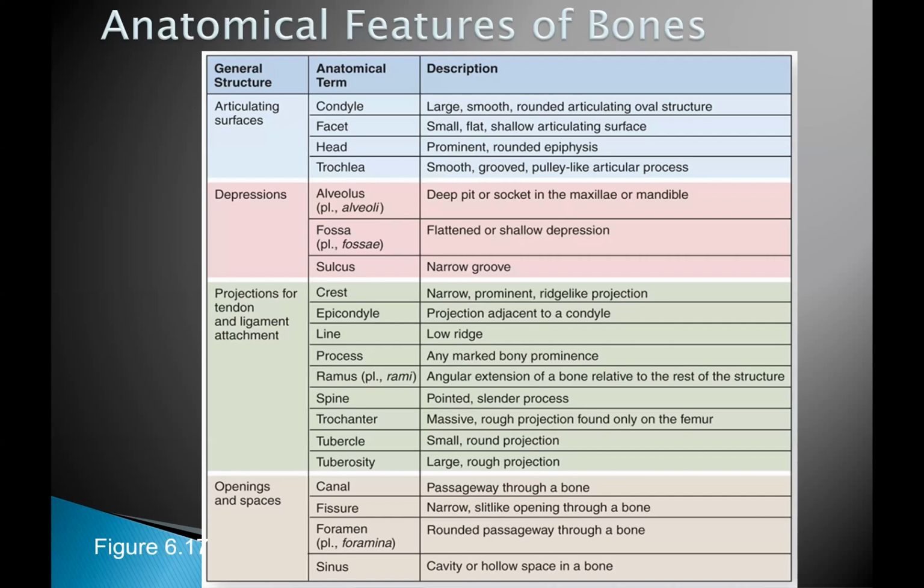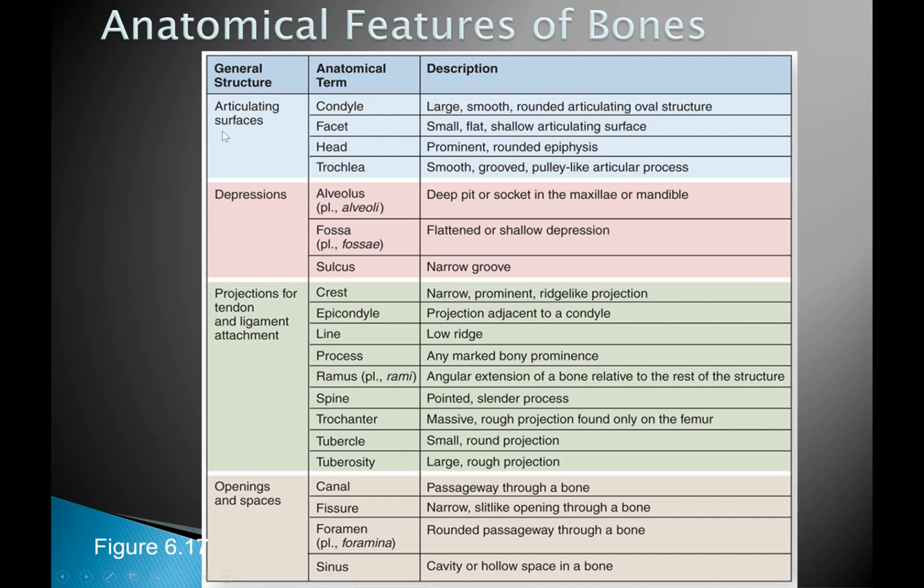I also want to point out in your book, there's a really nice table that talks about anatomical features of these bones. It's in chapter 6, and if you don't have the textbook, it could be in different chapters, but a lot of the textbooks will have something similar to this. So this table talks about the general structure or a feature on the bone. They'll have the anatomical name and then what the description is. So we'll start with this articulating surface here.